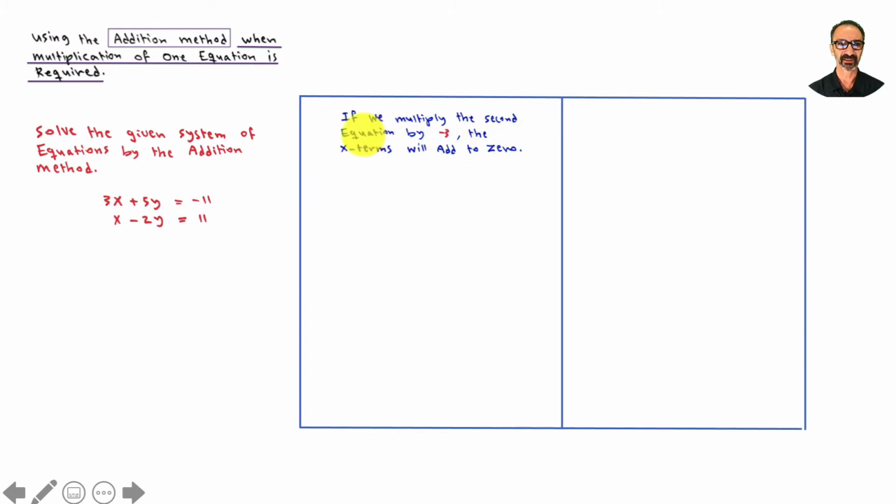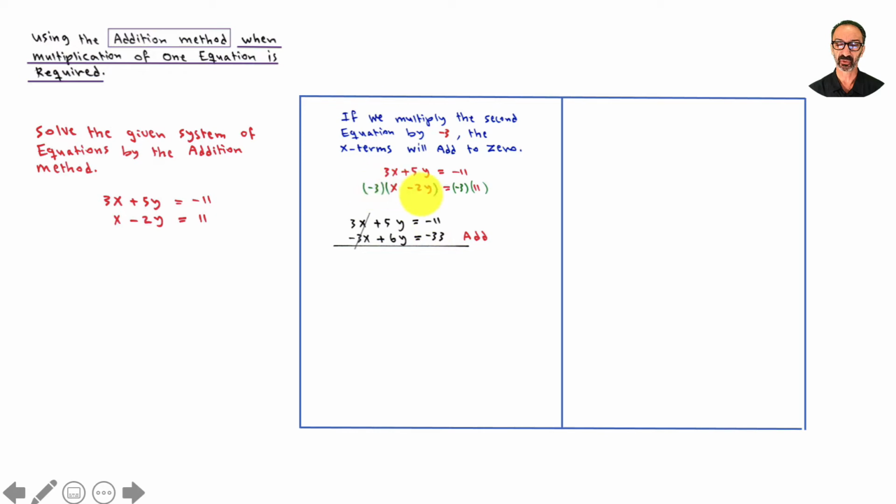So, if you multiply the second equation by negative 3, the x terms will add to 0. This is 3x. If you multiply this equation by negative 3, focusing on the x, that becomes negative 3x. Then they will cancel. This is how I'm doing it. I'm using different colors to make things stand out. I'm multiplying by negative 3, so I don't want to use red all the way. You just use the distributive property and simplify. Now the new system, where I don't have to use colors anymore, becomes 3x plus 5y equals negative 11. And the second equation after we multiply both sides by negative 3 is negative 3x plus 6y.